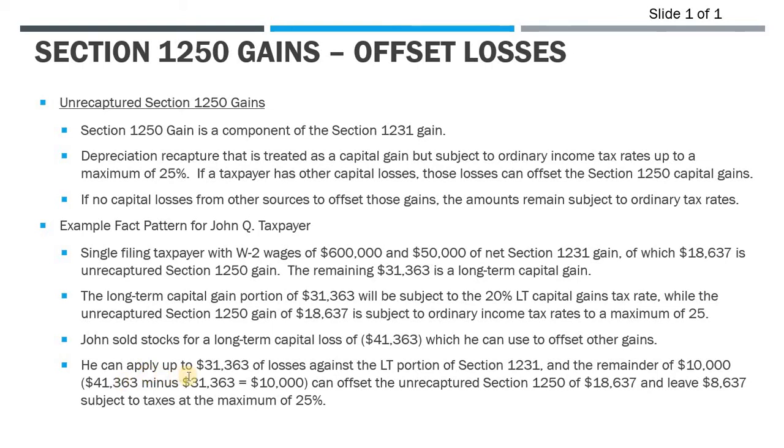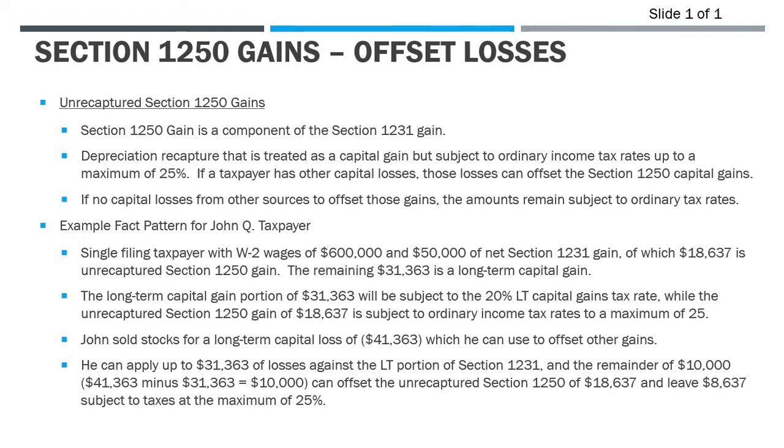So the way the math is going to work here, he can apply up to $31,363 of losses against the long-term portion of 1231. So you apply that to the piece that's not the unrecaptured 1250 gain. And then the remaining 10K can be offset against the $18,637, which is the unrecaptured 1250 piece. So the way this is going to work out is John basically offsets almost all of this capital gain. The only piece that's left, there's going to be $8,637 remaining of unrecaptured 1250. That is being subjected to the maximum tax rate of 25%.